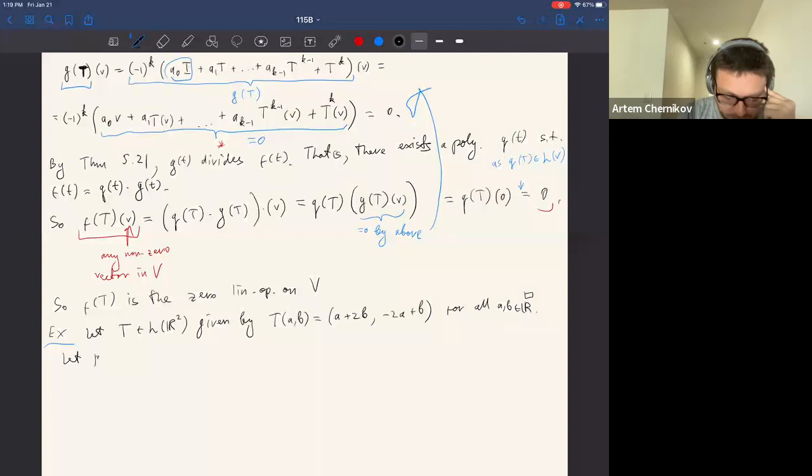So let us take beta to be the standard basis, e1, e2, the standard basis for R squared. And let's see what happens. Let's look at the matrix representing T with respect to beta. We know how to calculate this, of course. So this is going to be 1, -2, 2, 1.